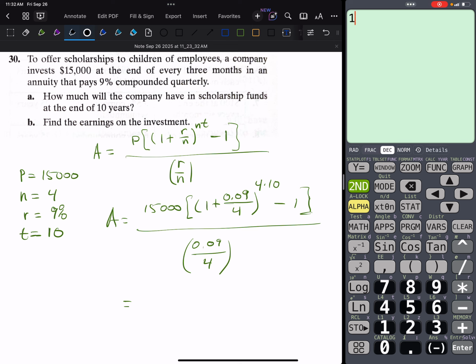So I have 15,000, and then that's going to be times, and I have 2 sets of parentheses there, so I'm just going to start my 2 sets of parentheses. 1 plus 0.09 divided by 4.